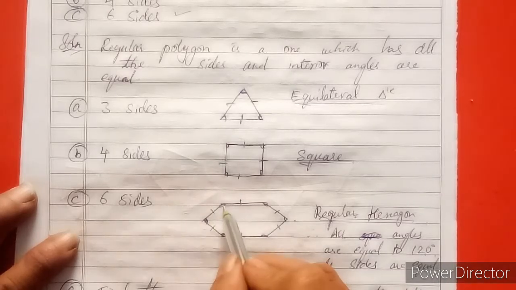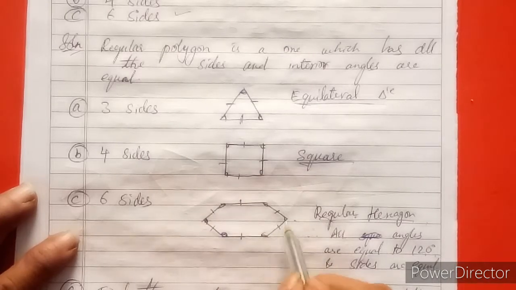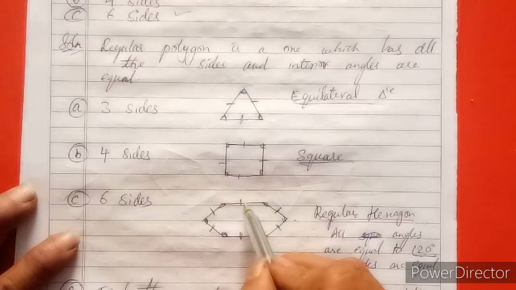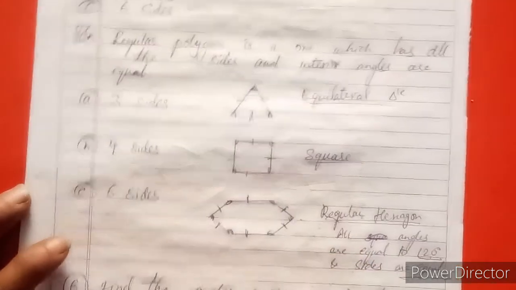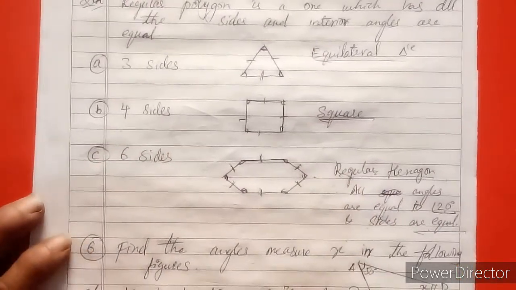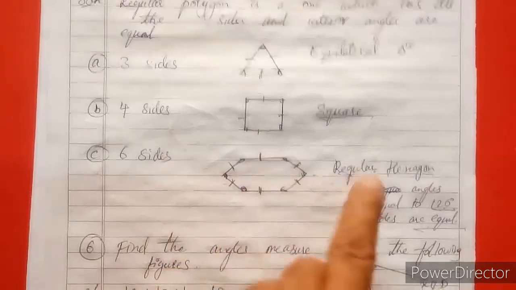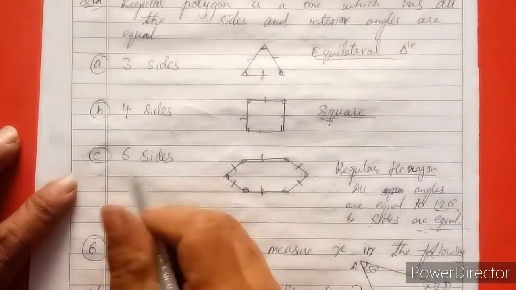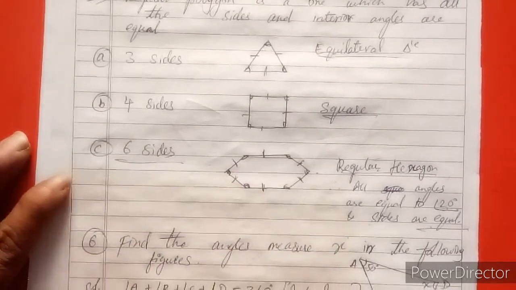Remember, each angle must be 120 degrees, and all the sides will also be equal. Did you understand? So this is nothing but a regular hexagon. Hexagon means a 6-sided figure, because we are given a 6-sided figure.